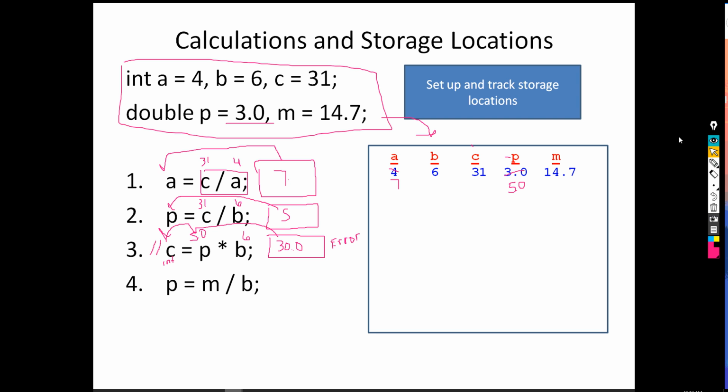Okay, this is P, which is going to be assigned M divided by B. So M is 14.7, and it's divided by B, which is 6. And so that has to be a double, because a double divided by an int is a double. So 14.7 divided by 6 is equal to 2.45. So now it's going to take that 2.45 and it's going to try to store it in this memory location, which is a double. So this becomes 2.45. No problem.